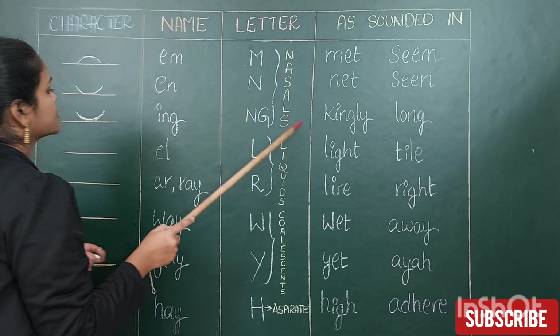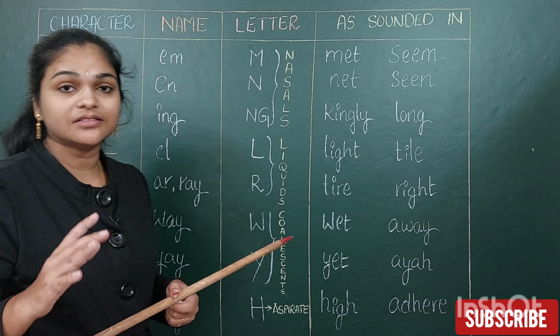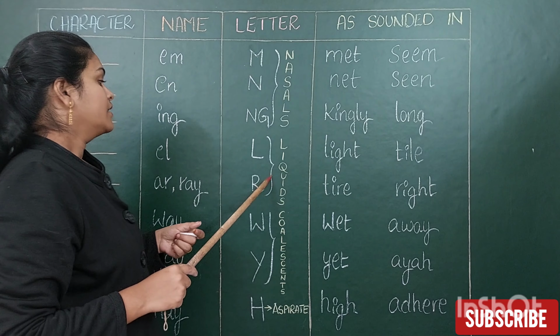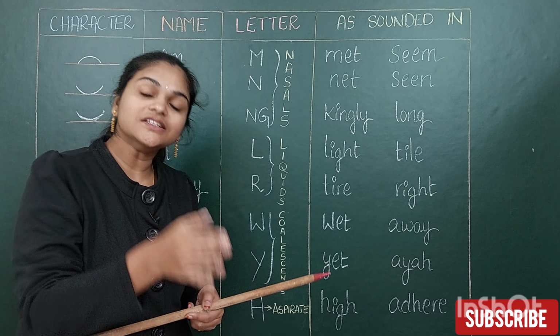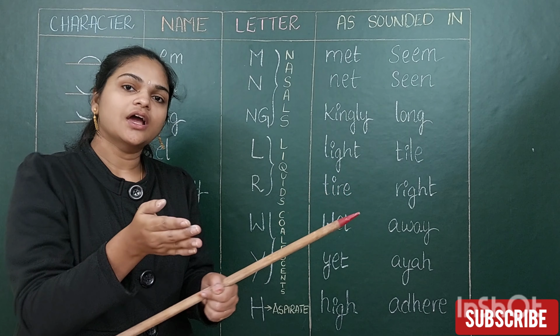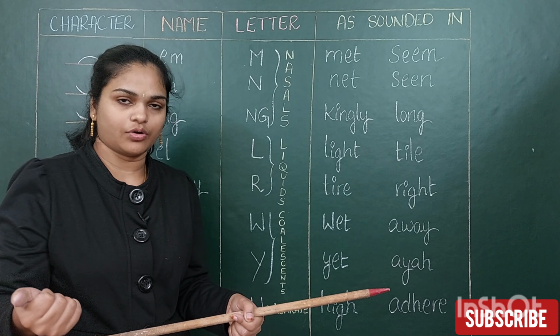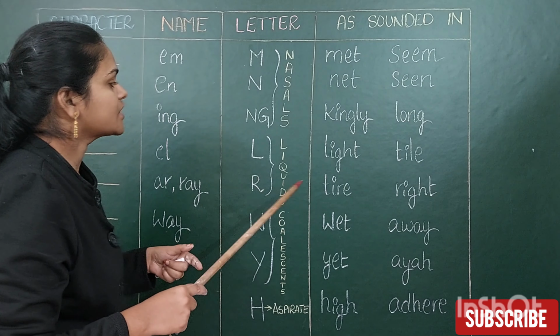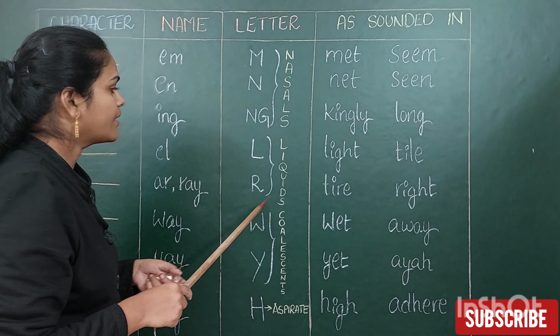Okay, so next we are going to liquids. Liquids are those that flow in union to other consonants. If you take one consonant, it flows its union to the other consonants. That means it makes a double consonant. So liquids are nothing but they will make a double consonant.